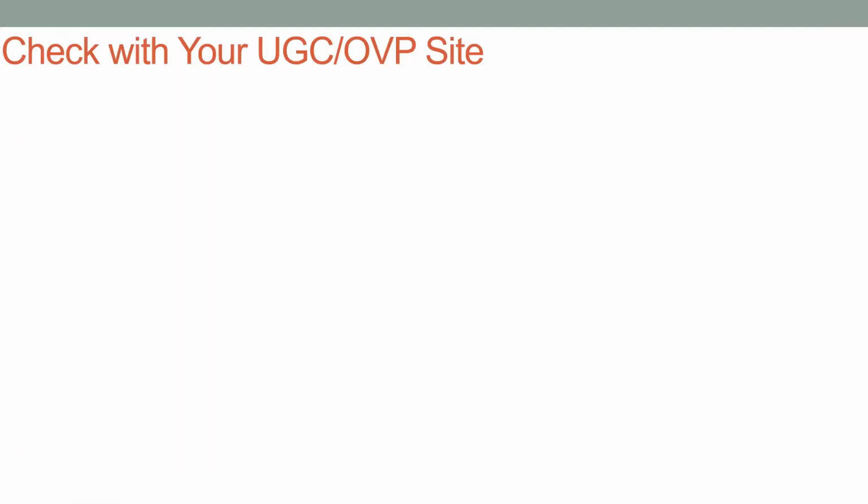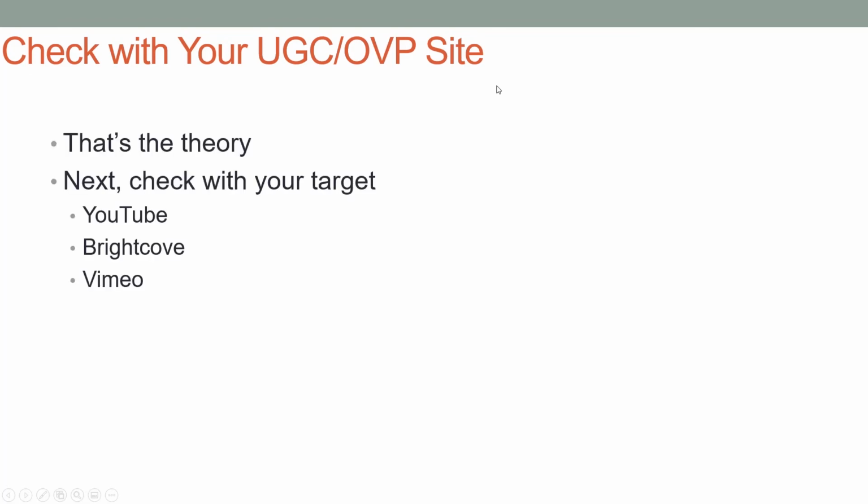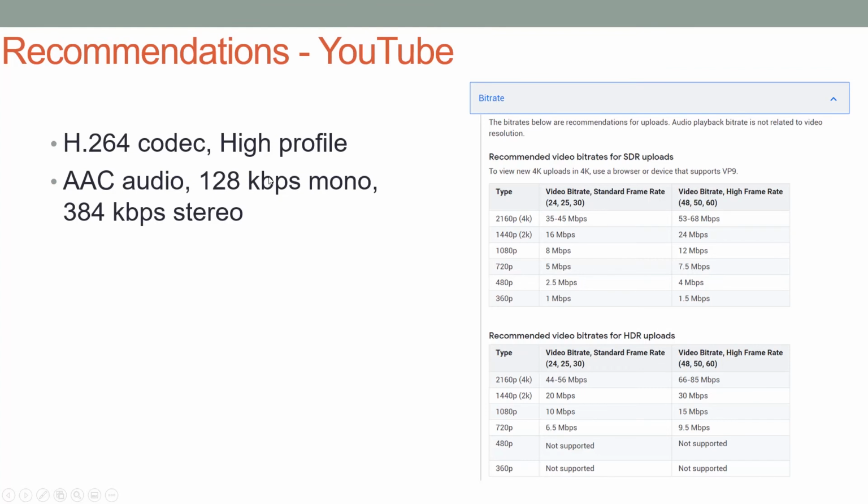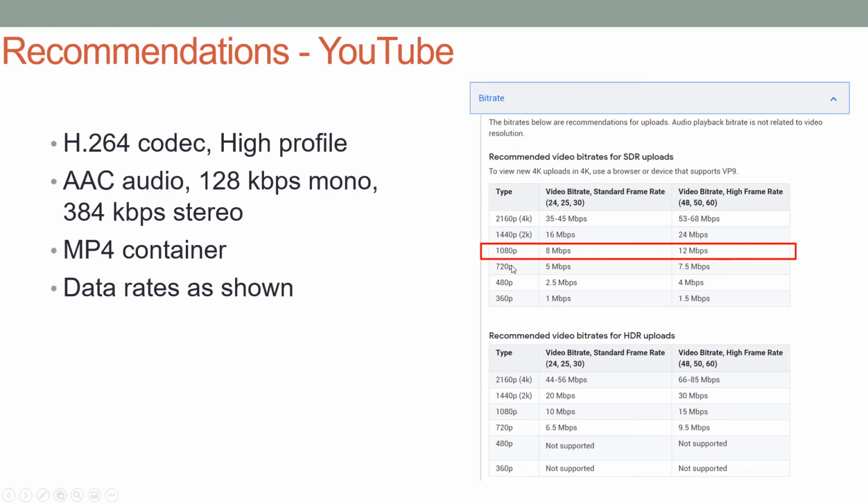Now, before you produce any files, you should check with your UGC site or online video platform site to look at their recommendations. And if we look at YouTube, they want the H.264 codec using the high profile, which is what we did, AAC audio, which was what we did, MP4 containers, what we did, and then the data rate they're recommending for 1080p is 8 megabits per second. So they're way low in terms of even the files that we compared.